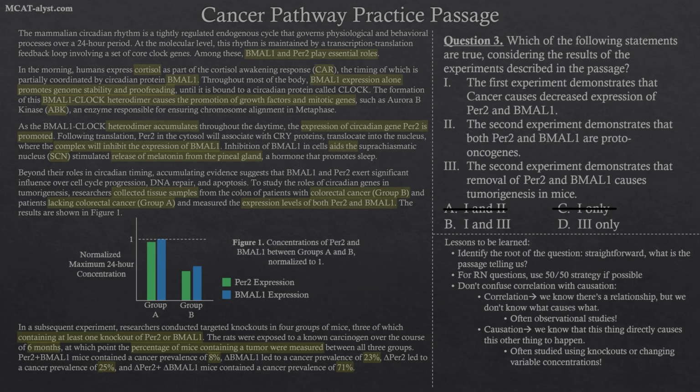Obviously, you could go through and figure out whether it's true or false, but we already know that it's false, not only because we've already identified that PER2 and BMAL1 are tumor suppressors, but also because it's not even an option that we have left through process of elimination. Option 1 states that the first experiment demonstrates that cancer causes decreased expression of PER2 and BMAL1. So looking at this, notice that when we have cancer, there's decreased expression of PER2 and BMAL1. Sounds good, right? So we're going to pick answer choice B.